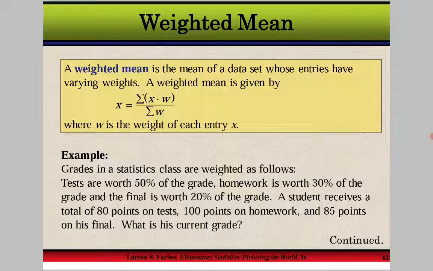What is the weighted mean? Formula for weighted mean: x bar equals sigma x into w by sigma w, where w is the weight of each entry x.